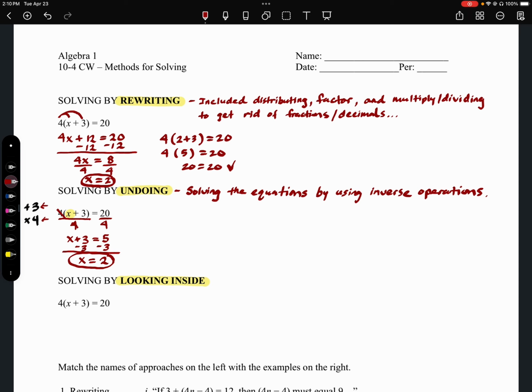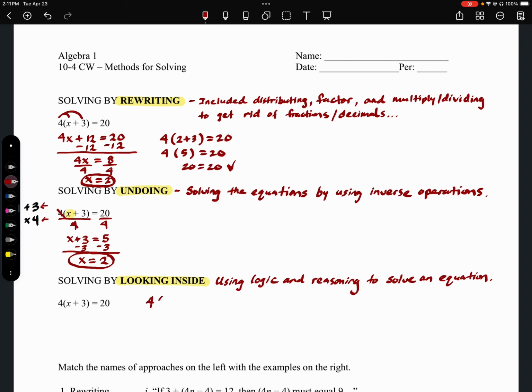The last one is called solving by looking inside. This one is using more logic and reasoning to solve an equation. So what it means by looking inside, if we take the same problem, 4 times the quantity x plus 3 equals 20, let's just think about it for a second.